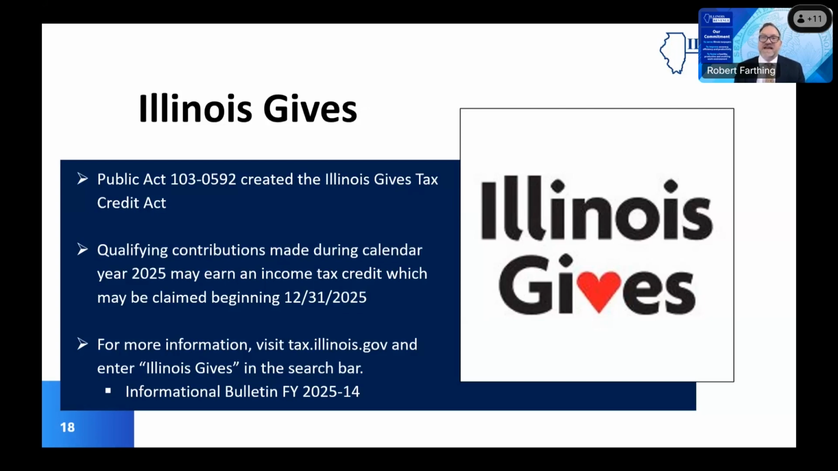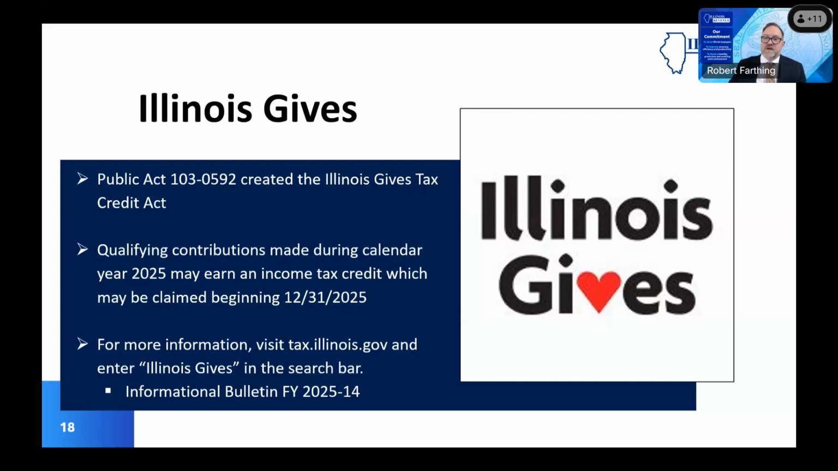It sounds very technical, but it's really quite simple for what it means for Illinois businesses. In a nutshell, an Illinois business that makes a qualifying contribution during the calendar year 2025 will be eligible to receive a tax credit for that contribution, and that credit may be claimed beginning on tax years ending 12/31/25 or later. Your contribution that you make this year can earn you a tax credit for next year.